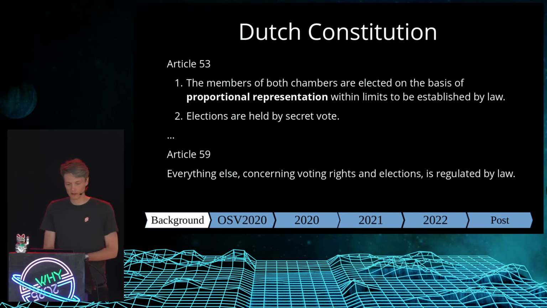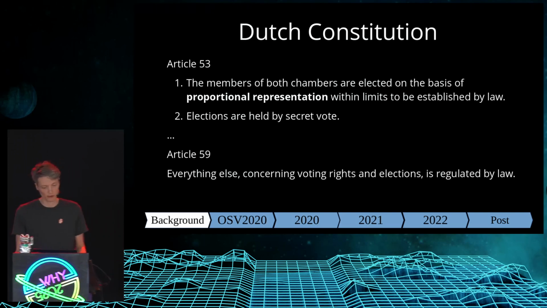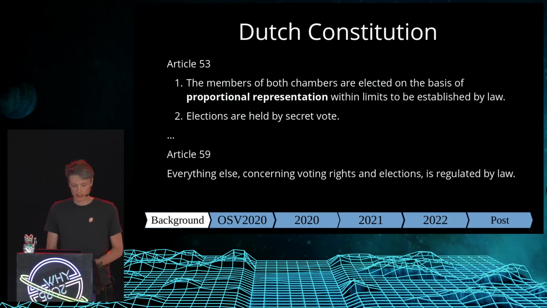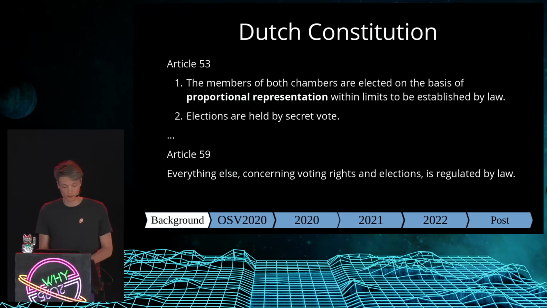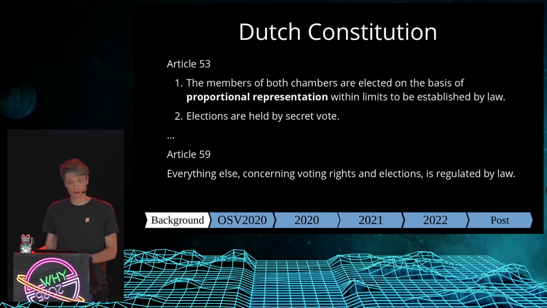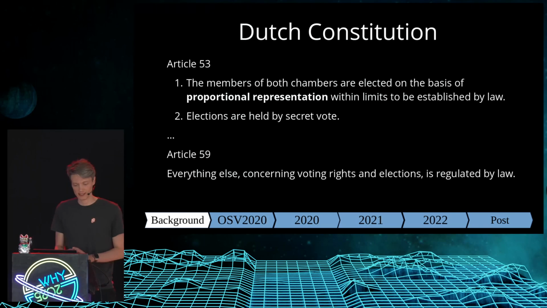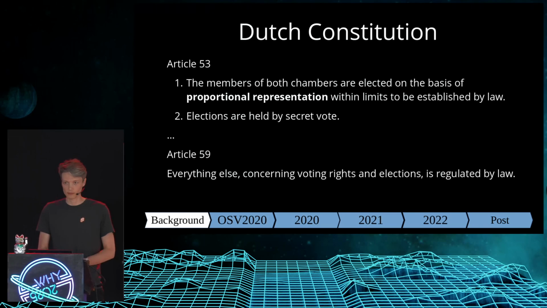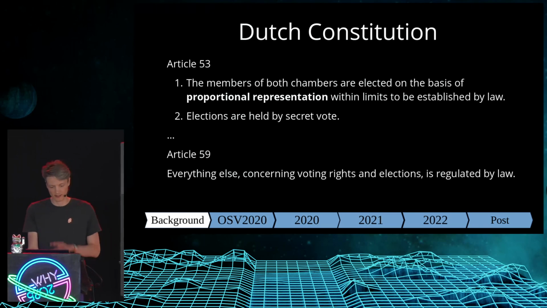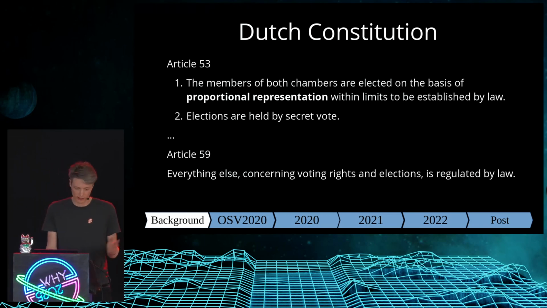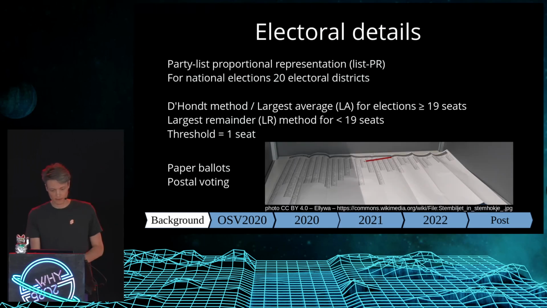So actually, in the Dutch constitution, it says that the members of both chambers of the parliament are elected on the basis of proportional representation, and that elections should be secret, and everything concerning elections is regulated in the law. And this is pretty important, that everything is defined beforehand, otherwise, yeah, it gets messy.